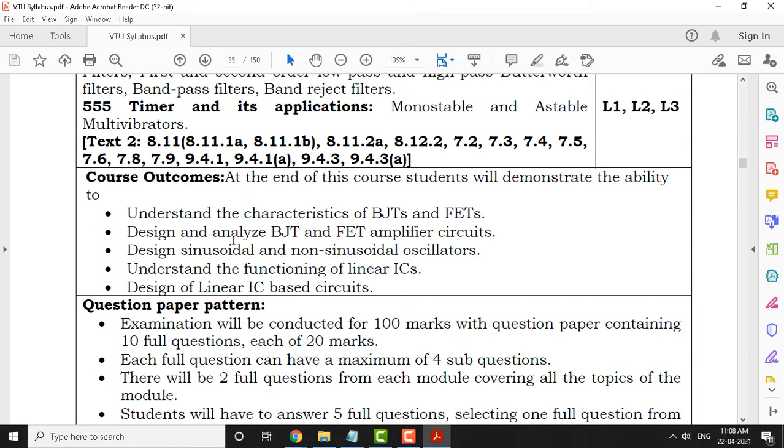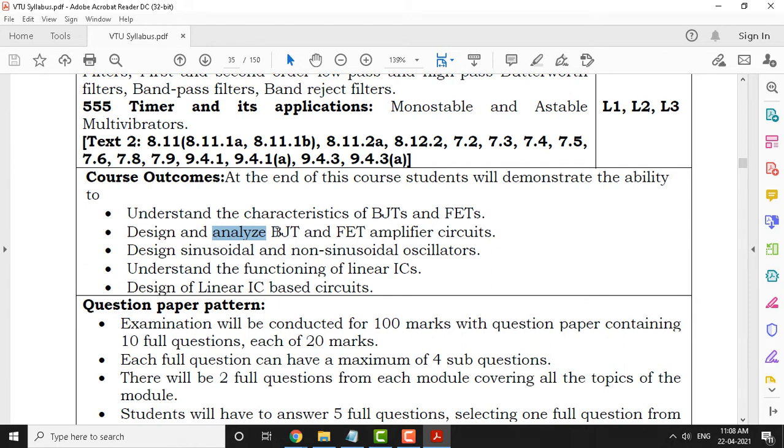And next is design and analyze BJT and FET amplifier circuits. Two things we need to focus on here, one is design aspects and the other is analysis aspects. Design means you should find out, for a given input and output, what should be the BJT resistance, capacitance, all those things we need to discuss here. That is the design aspect. First we will do theoretical design, and once we are through with that, then we can go for circuit analysis.